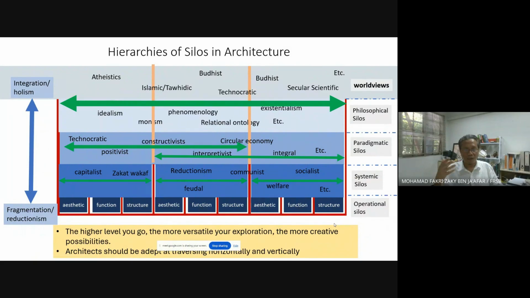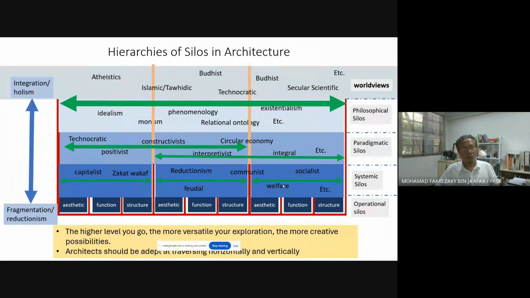So the thing is, if you are versatile enough to go higher on this chart, you will be more versatile in your exploration. You would be able to have more creative solutions. An architect should be adept at traversing horizontally and vertically. So we should be able to go up and down this chart, and cross over between silos.